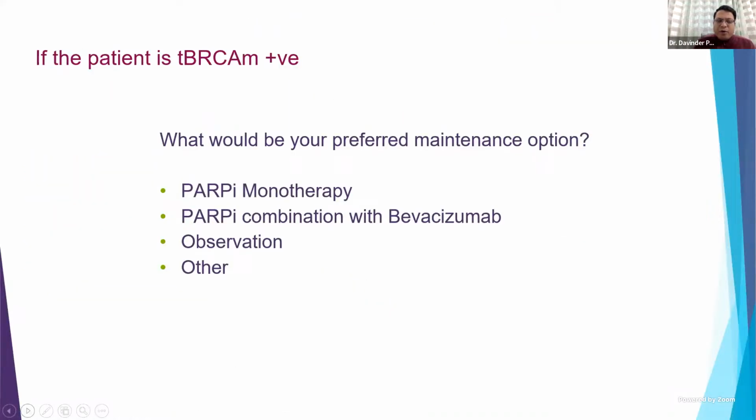So if the patient is somatic tumor BRCA mutant positive, what would be a preferred maintenance option? Anybody with a somatic BRCA positive patient? Somatic BRCA positive means just straight away PARP, olaparib, that's it. So I never consider bevacizumab. Anybody who differs?